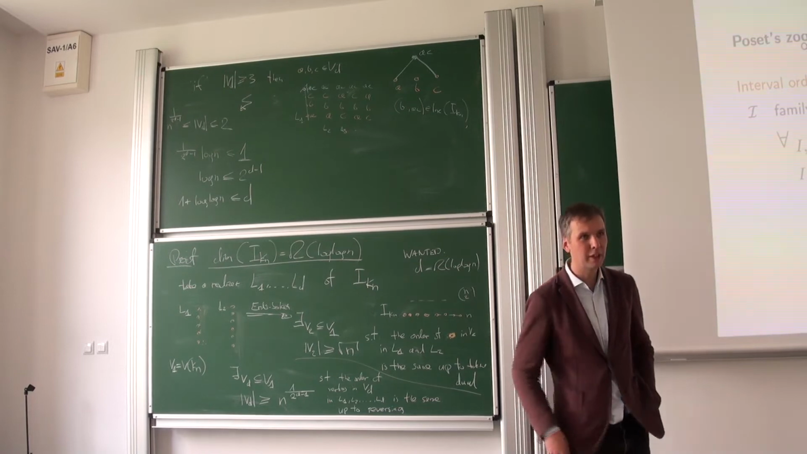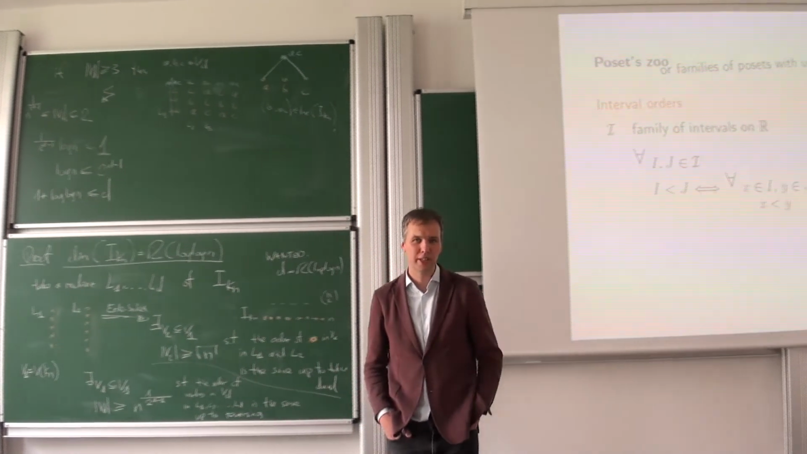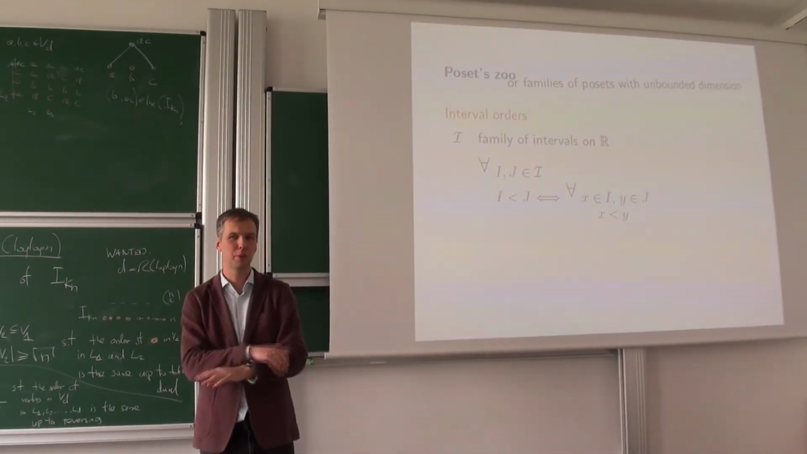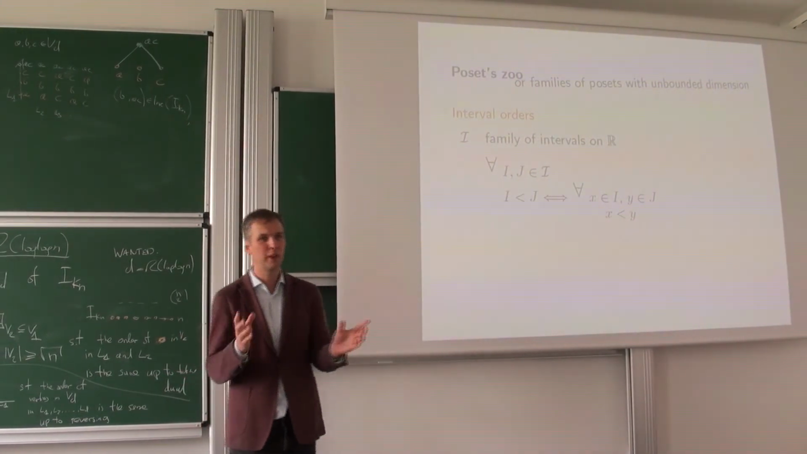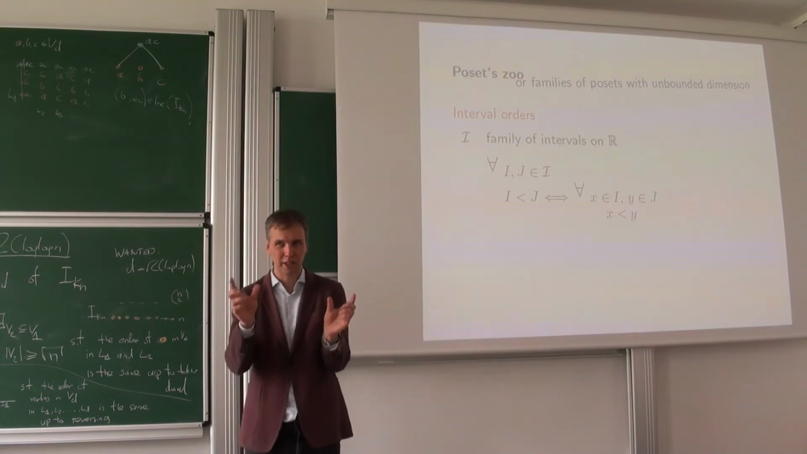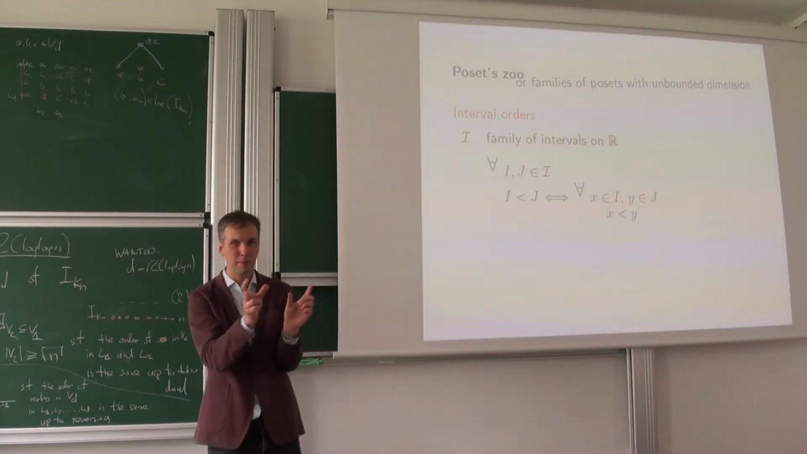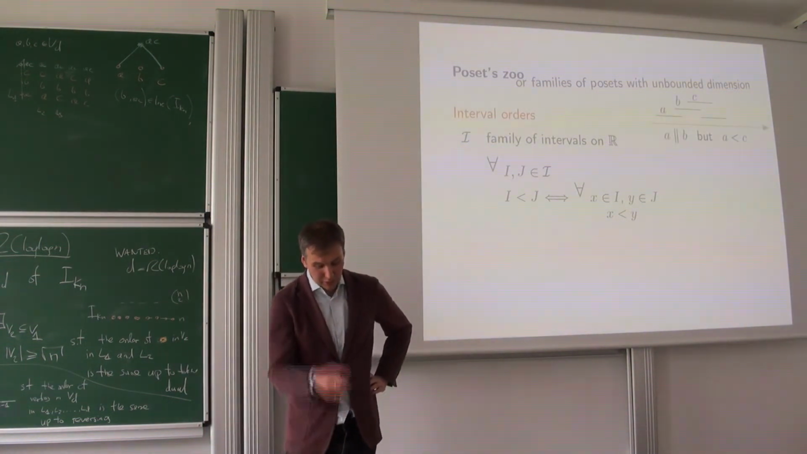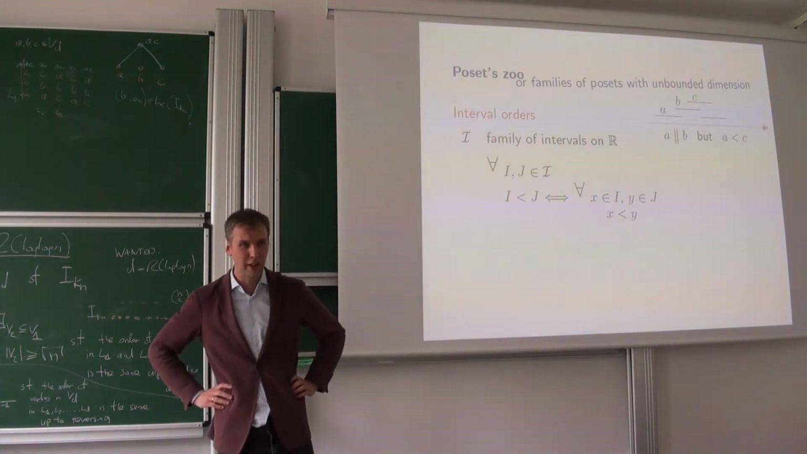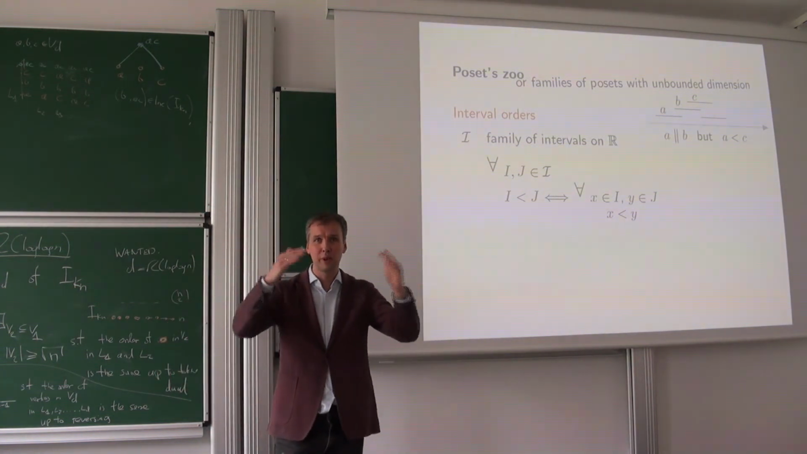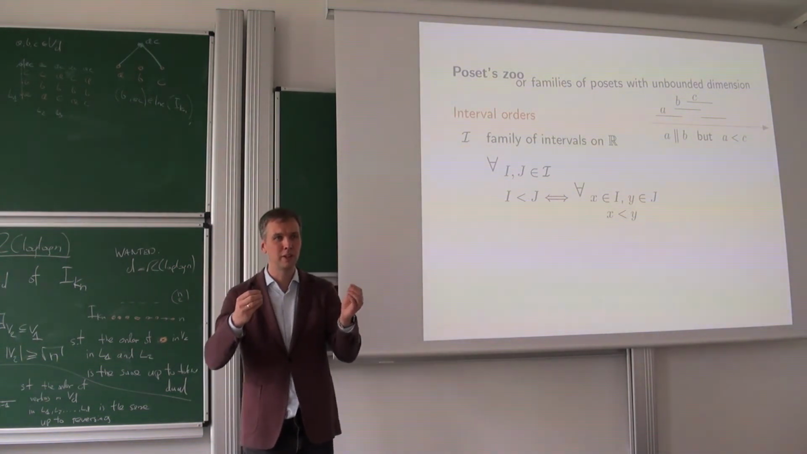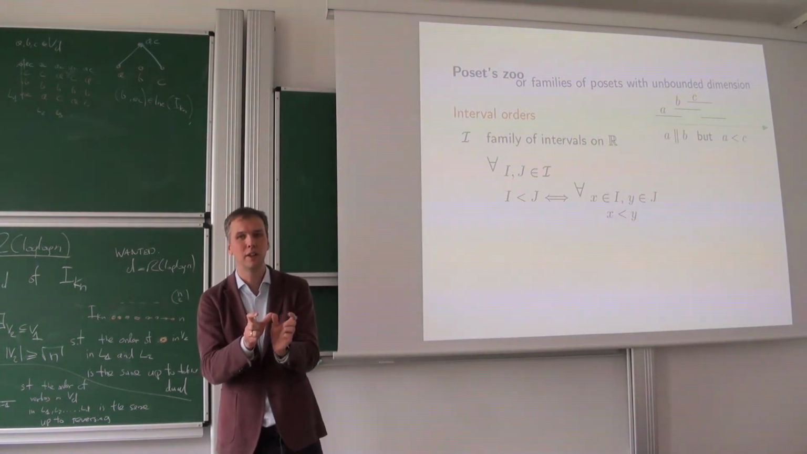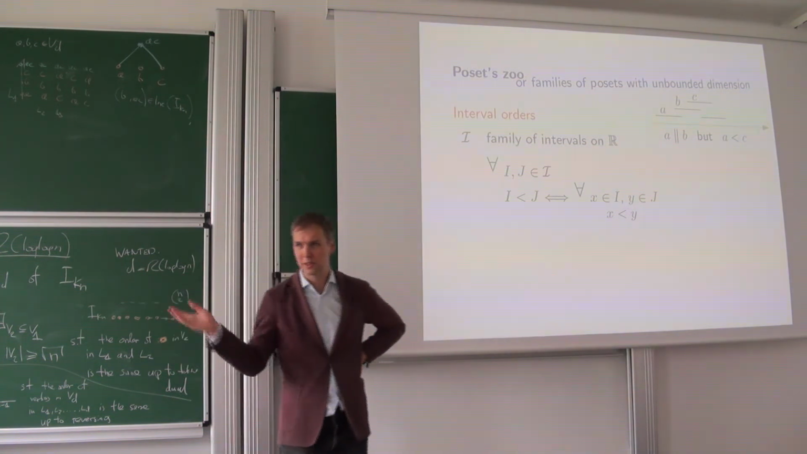So, another animal, interval orders. That's a cute one. Given a family of intervals, you can build a poset on top of it in a pretty obvious way. One interval is less than the other if it's disjoint and completely left of it. Here's some visualization. You have A and B. Elements of your poset are now intervals, and two elements are incomparable if the intervals intersect. If they don't intersect, there is a clear relation: one is less than the other.